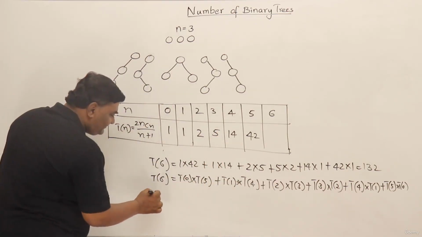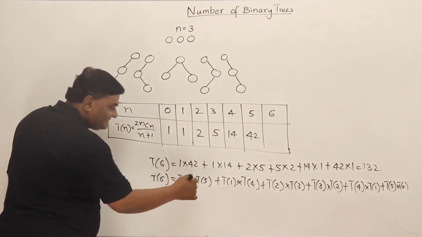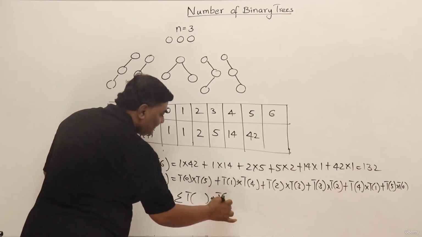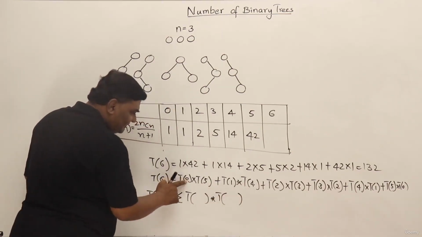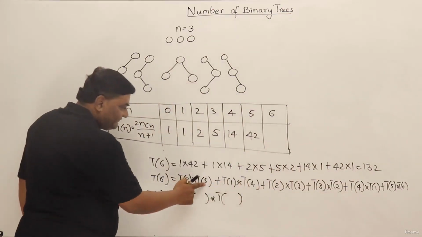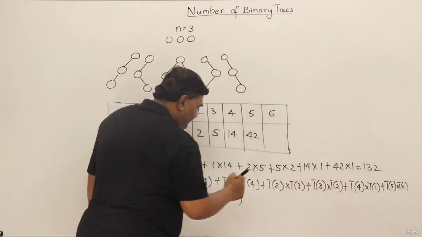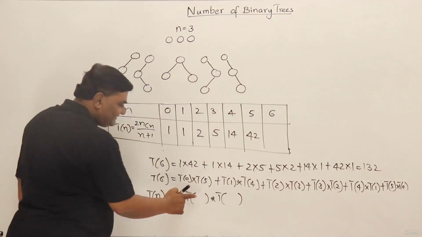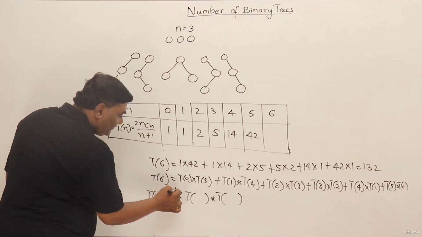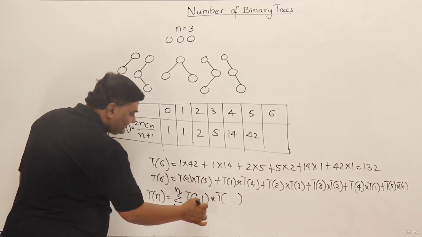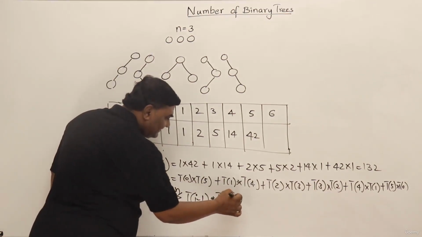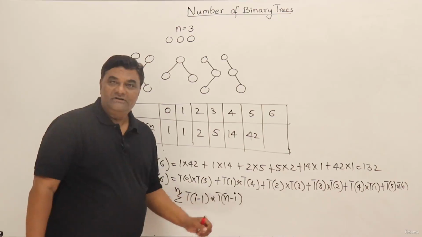So this can be written in general form. Tn is a summation of T of something into T of something. So what is this? This is starting from 0, 1, 2, 3, 4 up to 5, and this is 5, 4, 3, 2, 1. So one side it is increasing, the other part is decreasing. If I take i values starting from 1 to n, then I should say i minus 1, because i is 1 means first time it should be 0. And this is n minus i. So yes, we got the formula.